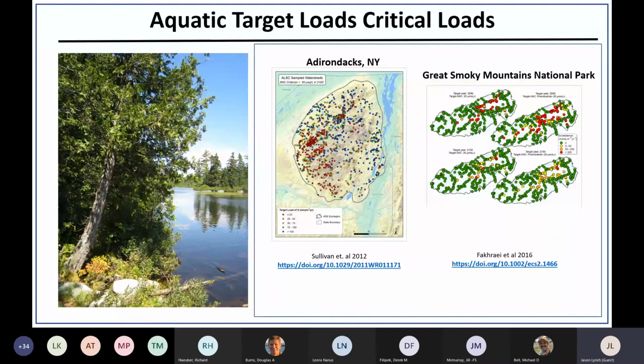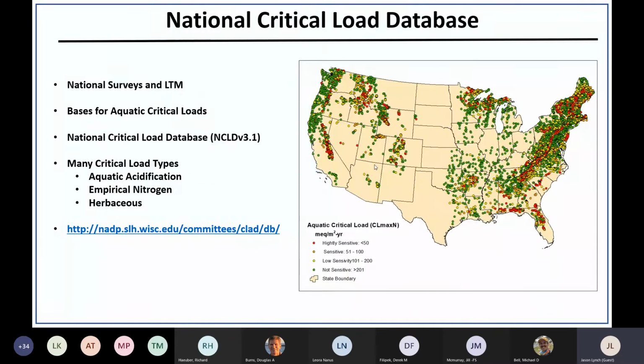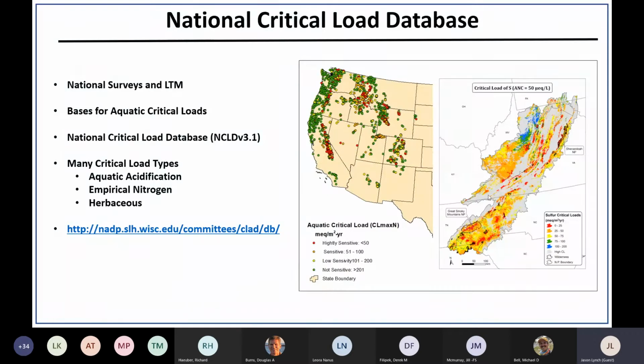Okay, so just to summarize, our national surveys and our LTM programs are really fundamental in the basis for developing the critical loads that we have today. And here's our surveys. Not surprising, the critical loads that we use are a real function of them. We've expanded in terms of the water quality that we have. These critical loads, along with Todd McDonnell's work here in the Appalachians, are part of the National Critical Load Database. They can be accessed here through NADP. This database has other critical loads as well, such as empirical and herbaceous ones.